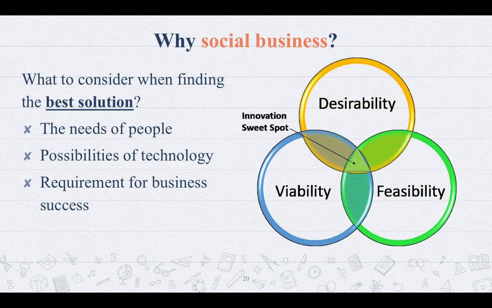When you talk about social businesses, you need to think about these three questions. When you want to think about what could be the best solution to your problem, you have to think about these three things. The first one is the needs of the people. When we talk about the needs of the people, it's associated with the word desirability. You need to make sure your solution is based on what people want.